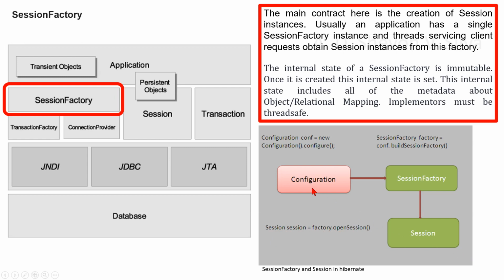Here you can see configuration. You can see the code here. Configuration config equals new Configuration().configure(), and configuration is connected to SessionFactory. You can see the config.buildSessionFactory method here to get a SessionFactory object, and SessionFactory is connected to session. You can see the factory.openSession method to get a session here.